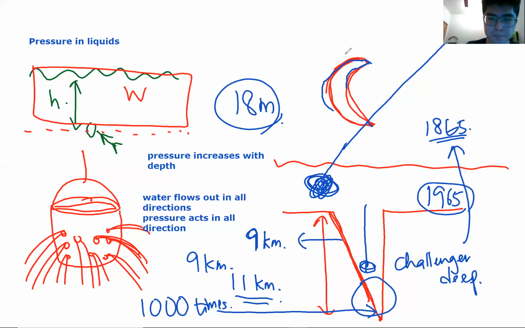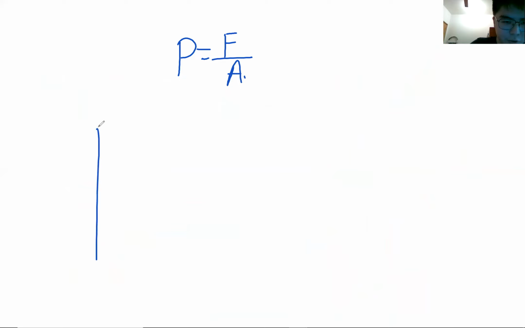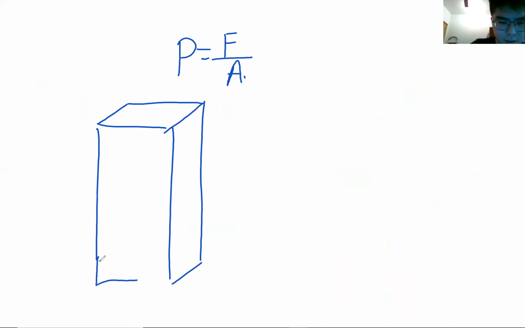Now back to this one. Pressure in liquids. Now let's derive the formula for pressure in liquid. Now you know pressure is P equals F over A. Let us think of it in terms of liquid. Now let's say I draw a container. Imagine this is a container filled with water.